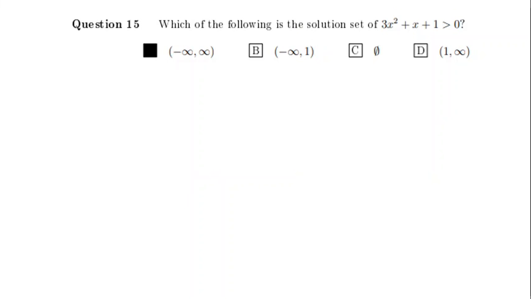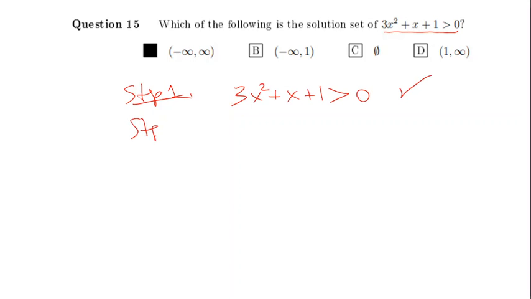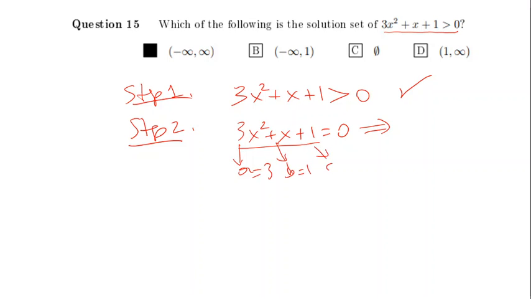Now, which of the following is the solution set of 3x squared plus x plus 1 bigger than 0? In step 1, it's already in standard form, so there's no problem here. In step 2, we have to find the roots of this polynomial. Here you can use the quadratic formula, with a equal to 3, b equal to 1, and c equal to 1. Using the quadratic formula always works well.